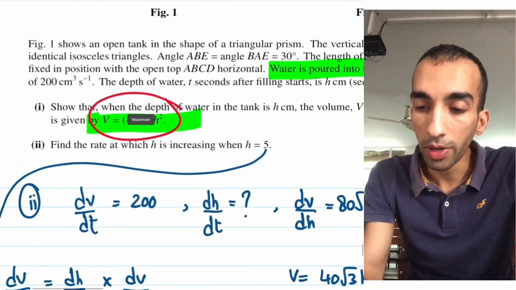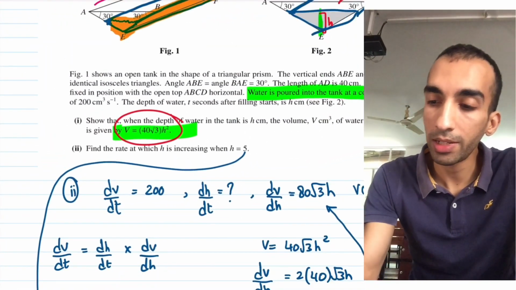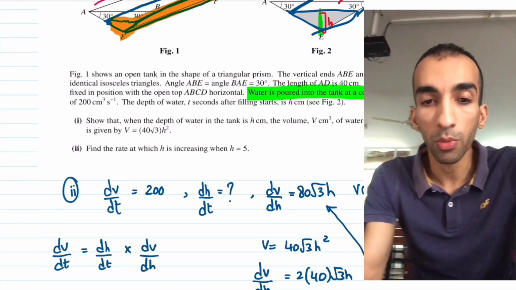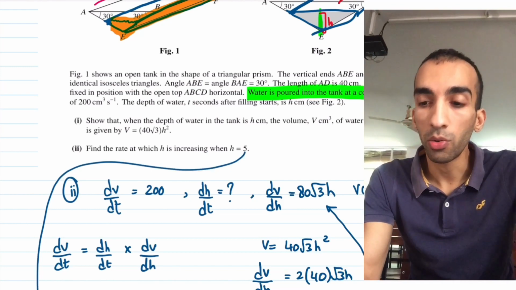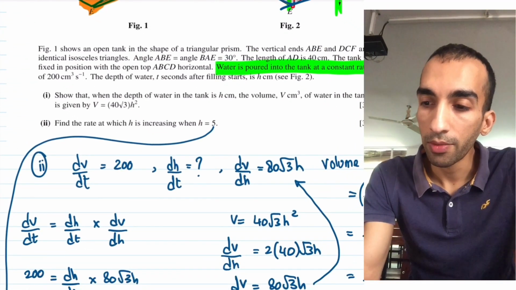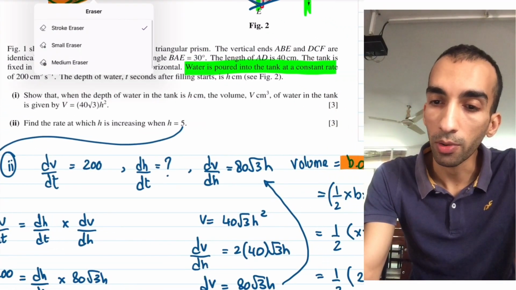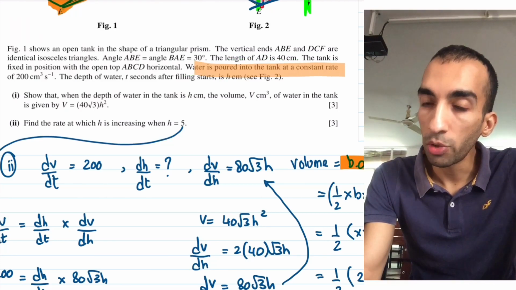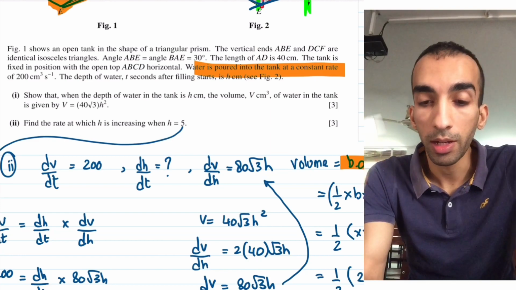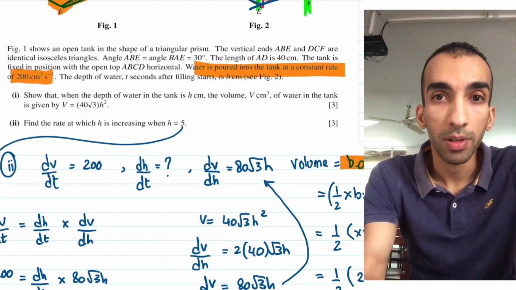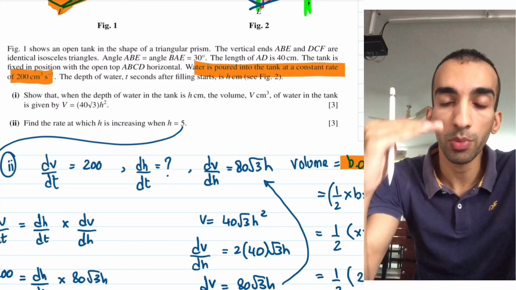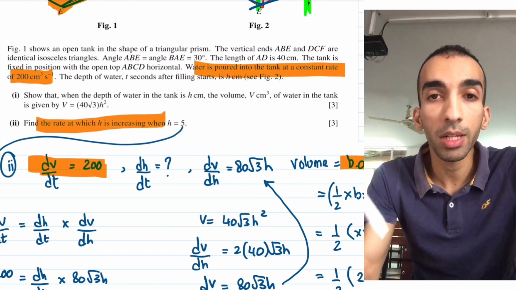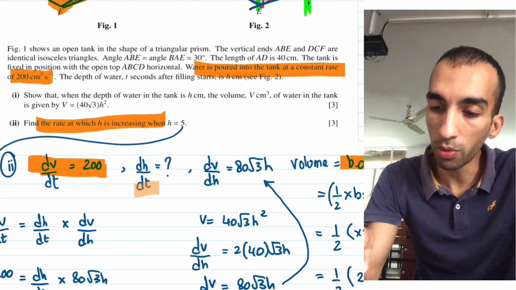Now the question says find the rate at which h is increasing when h is equal to 5. For that particular thing, what am I going to do? I'll apply chain rule. For chain rule, I have some values which are given. Take a look. Water is poured into the tank. We're talking about something liquid or gas. So that's dV by dt. Change of volume with respect to time. That's 200. Find the rate at which h is increasing, height with respect to time, so we do not have dh by dt.